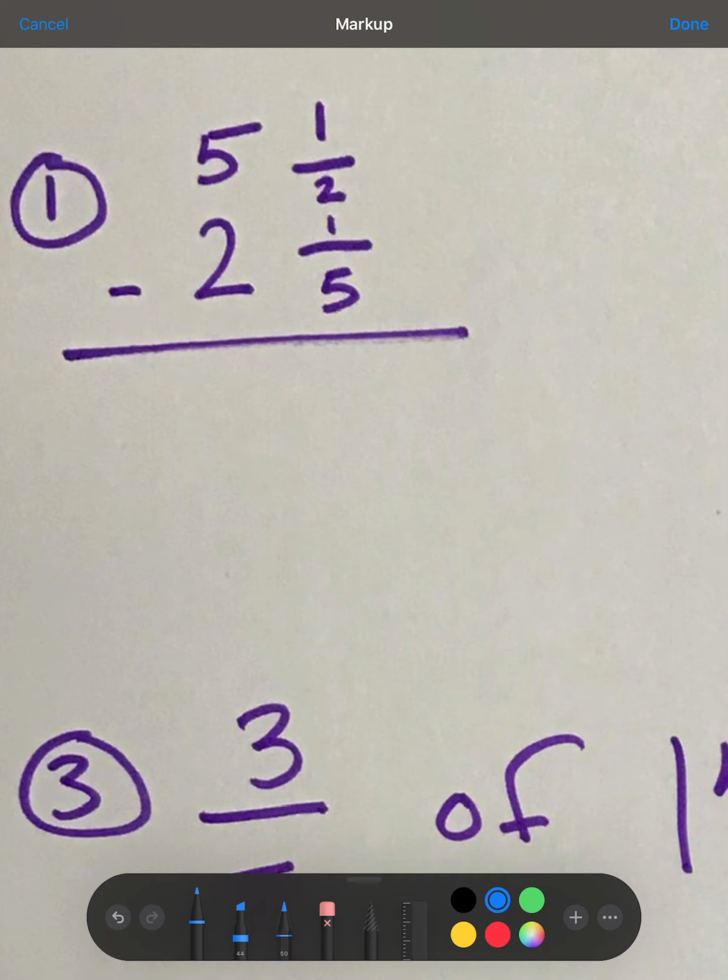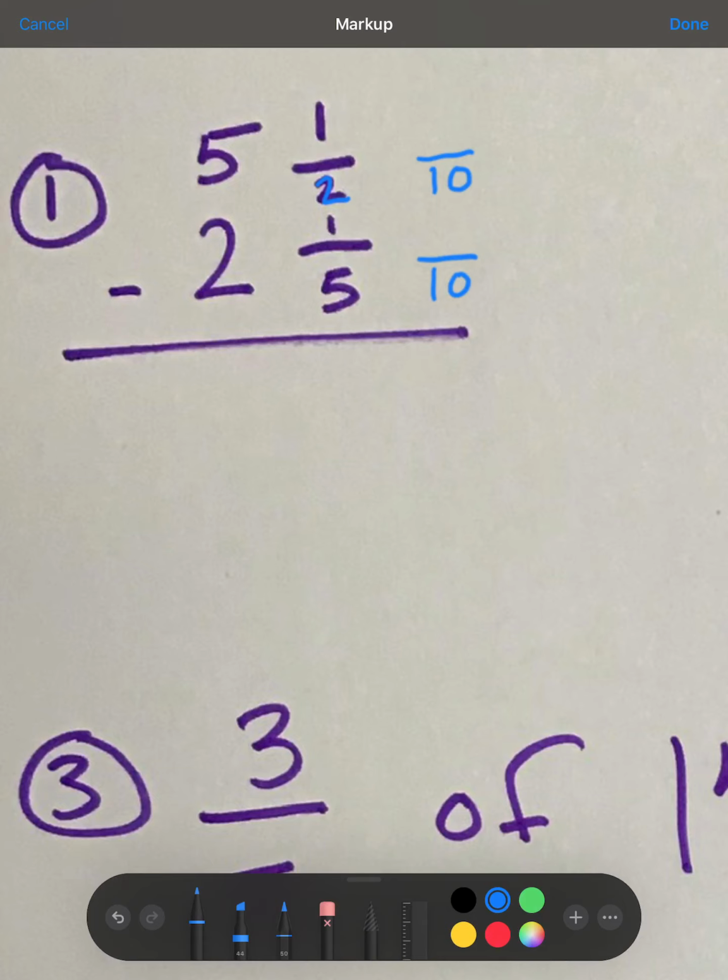So when I go to subtract, the first thing I'm going to ask myself is, are my denominators the same? And the answer is going to be no. So then I go to my second question. Can I turn that smaller denominator, that 2, into a 5 by multiplying? That answer is also going to be no, so I have to multiply them together. 2 times 5 is 10, so that is going to be my new denominator.